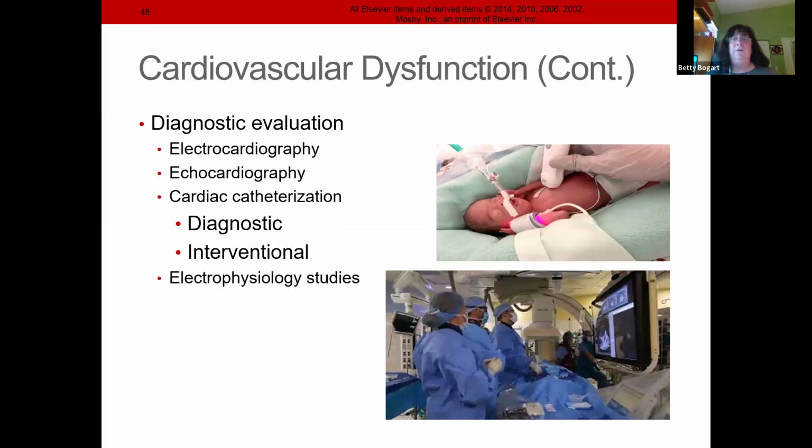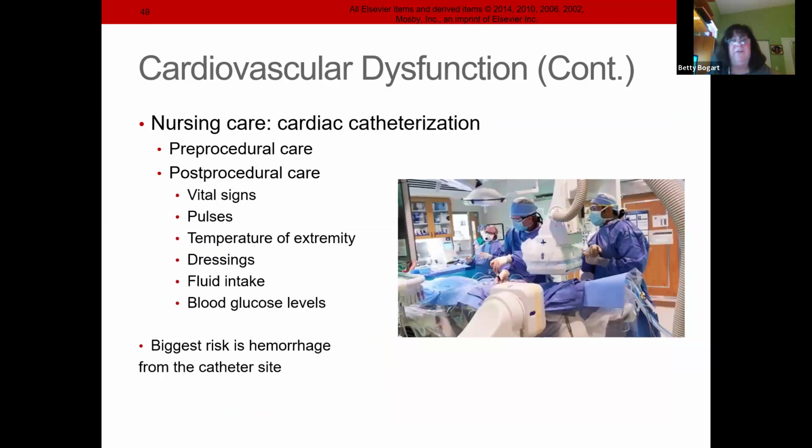We're going to be doing, of course, a 12-lead EKG. We're going to do an echocardiogram. And if that echocardiogram shows anything going on, we're going to be doing a cardiac cath. Cardiac cath goes in and we can find out everything that's going on.